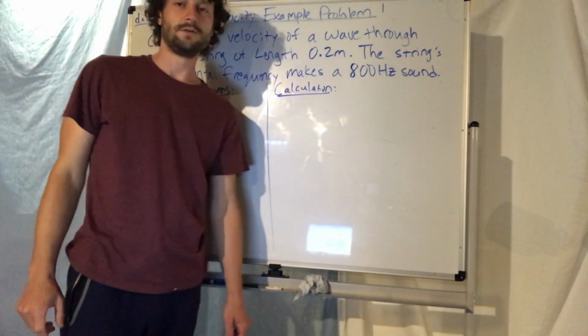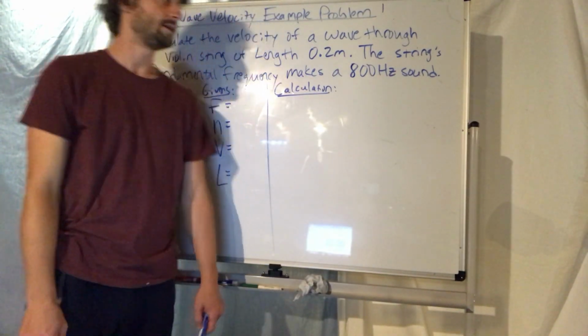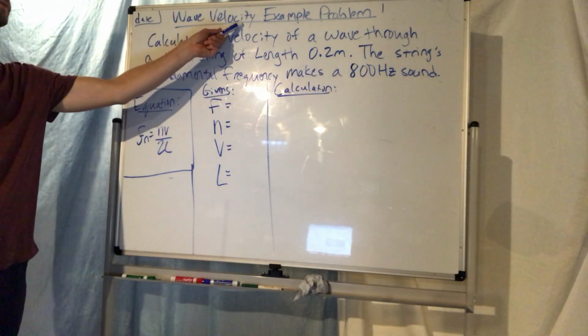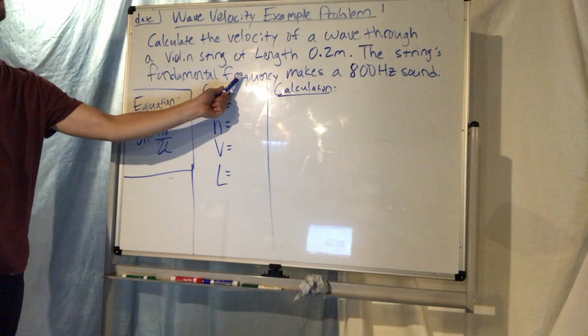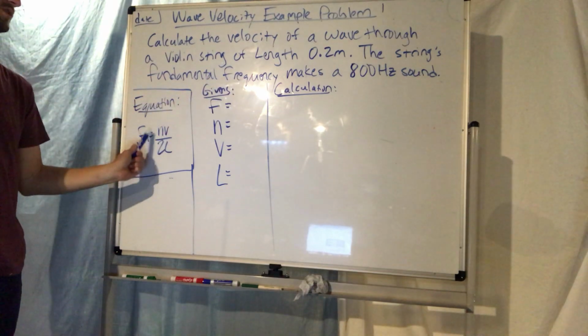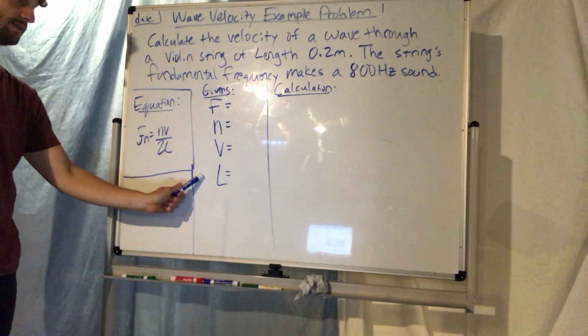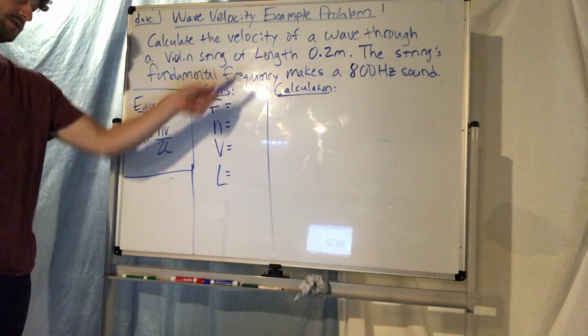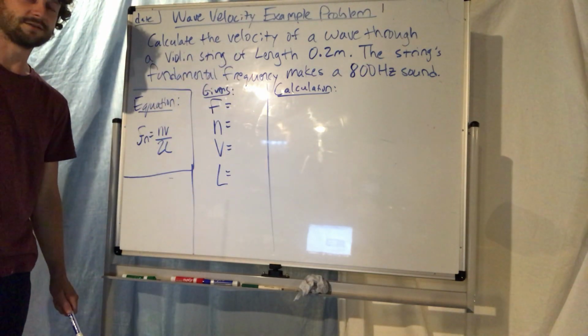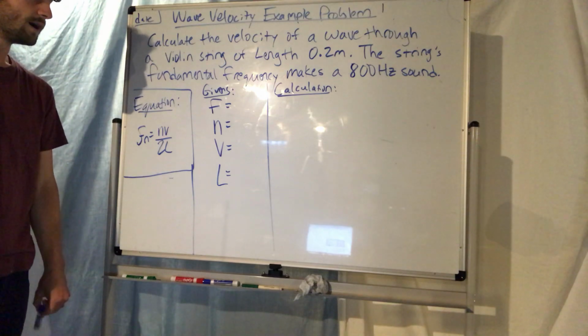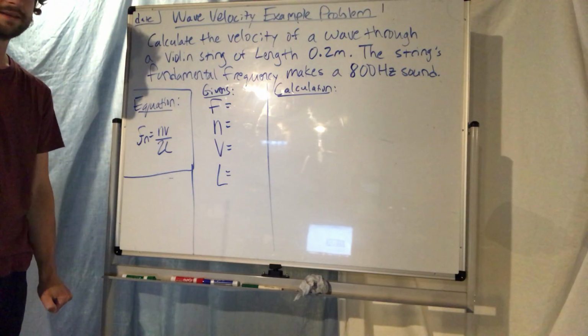Alright, hello guys. So today we're going to calculate wave velocity. Title it up, wave velocity example problem 1. Write down the question, the equation, and a list where you can fill in the givens, the information that you get from reading the problem, and then we're going to do a calculation together. So hit pause, write it down, and then we'll start.